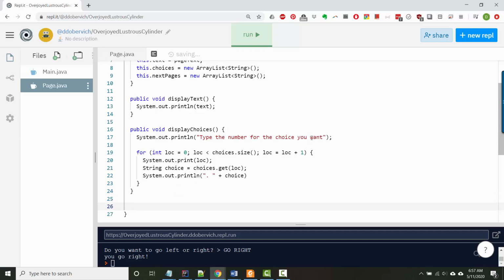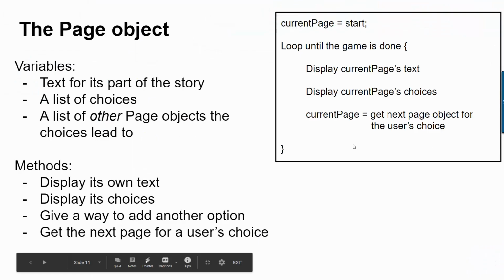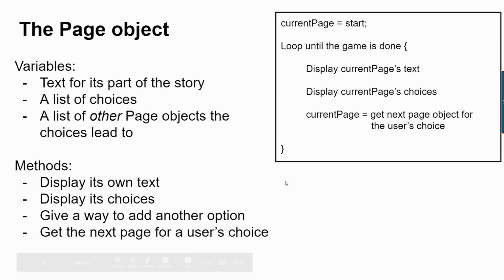What else did we want to do? So display text, display choices. Let's check the slide. Let's wait on getting the next page for the user's choice until next time. Right now, let's just give a way to add another option. And then we'll try and recreate our simple if statement hello world version, but using the objects.